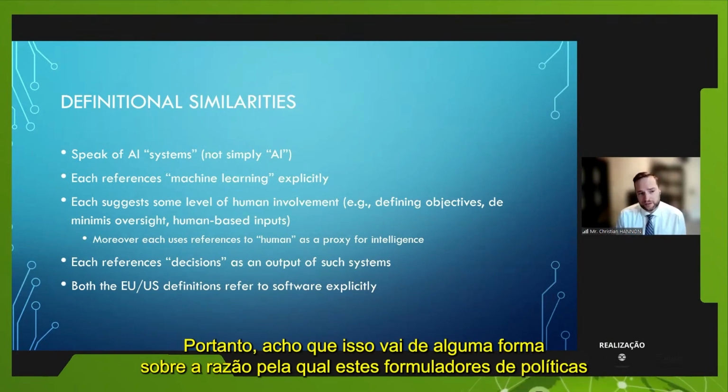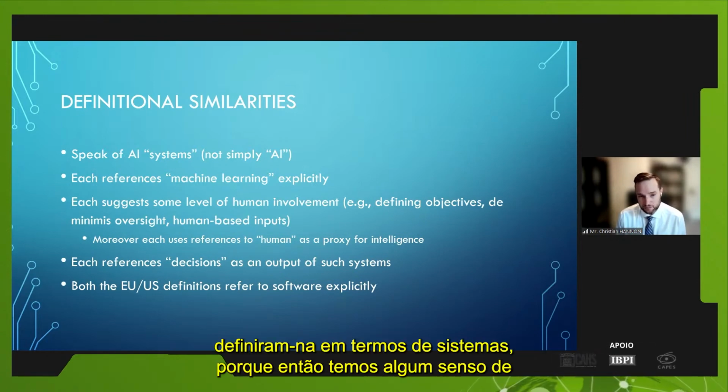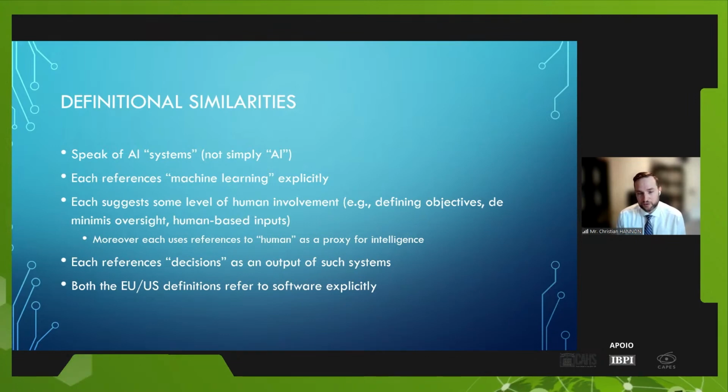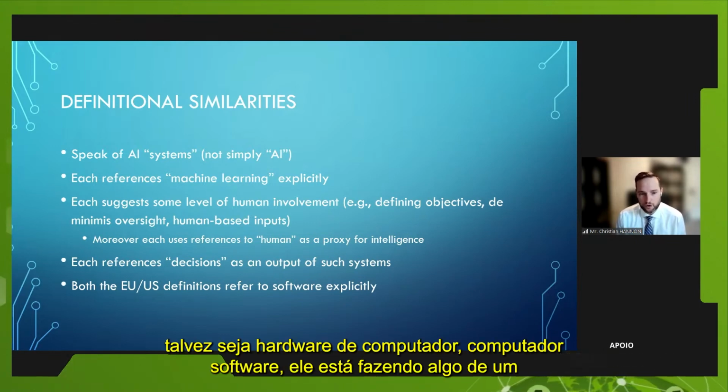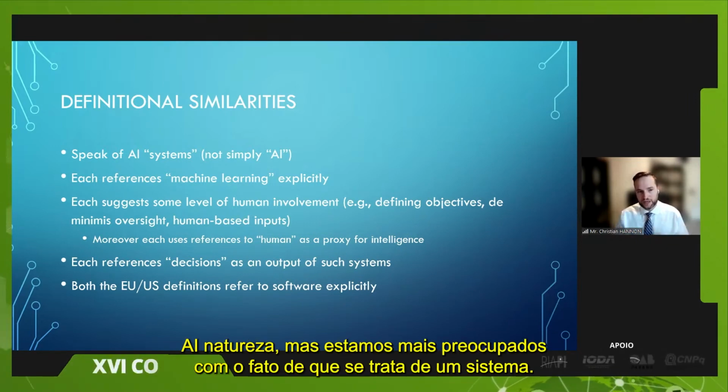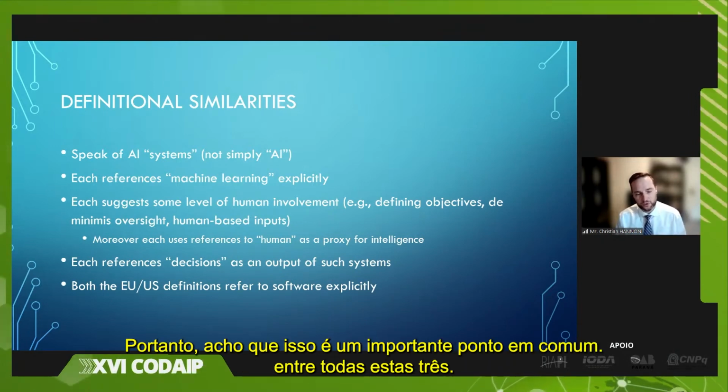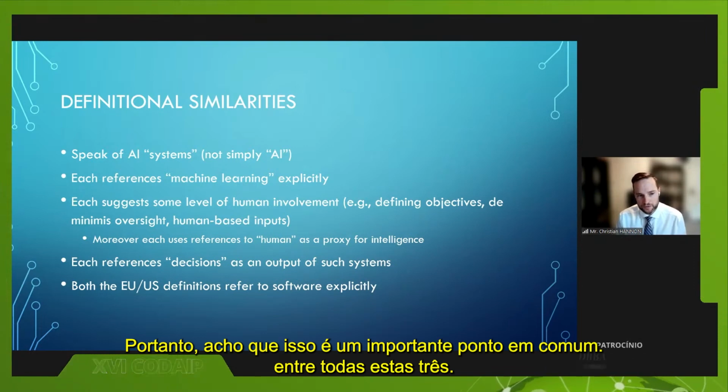So I think that goes some way as to why these policymakers have defined it in terms of systems, because then we have some sense of, okay, maybe it's computer hardware and computer software that's doing something of an AI nature, but we're more concerned with the fact that it's a system. So I think that's an important commonality amongst all three of these.